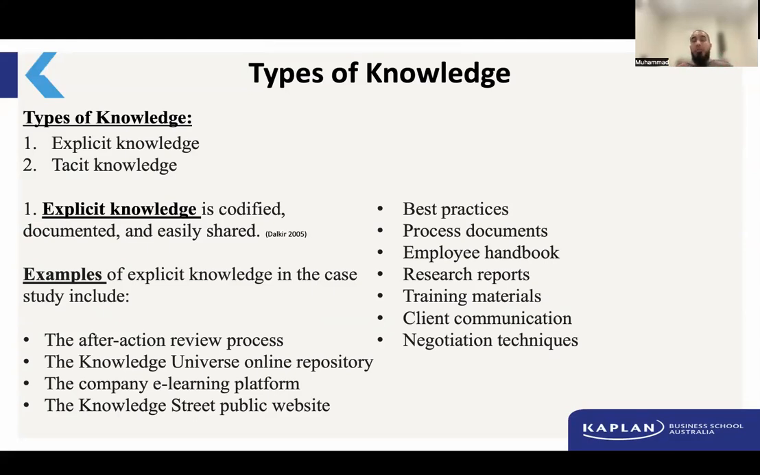The examples of explicit knowledge in the case study include the after action review process, the Knowledge Universe online repository, the company e-learning platform, the Knowledge Street public website, the best practices, process documents, employee handbook, research reports, training materials, client communication, and negotiation techniques.